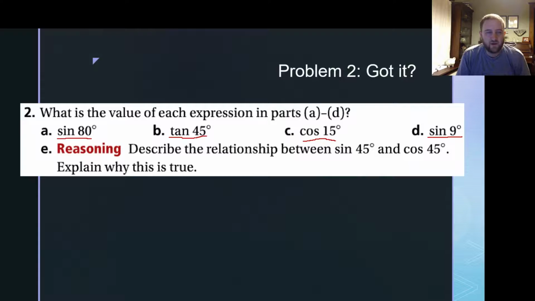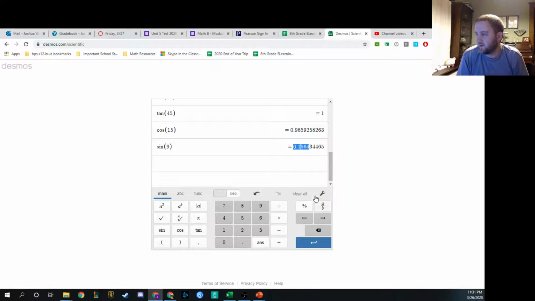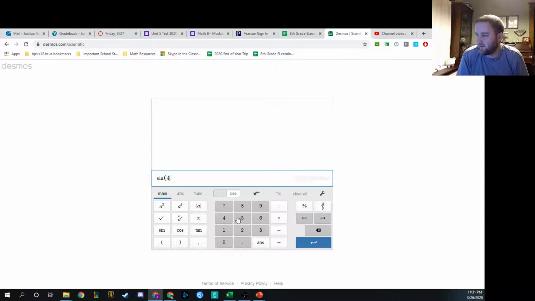Okay, now this reasoning here says describe the relationship between the sine of 45 degrees and the cosine of 45 degrees. Explain why this is true. Well, let's figure out what this is. So first, the sine of 45 degrees, let me go ahead and clear this. The sine of 45 degrees is 0.7071. The cosine of 45 degrees is also 0.7071. Now, why might this be true?